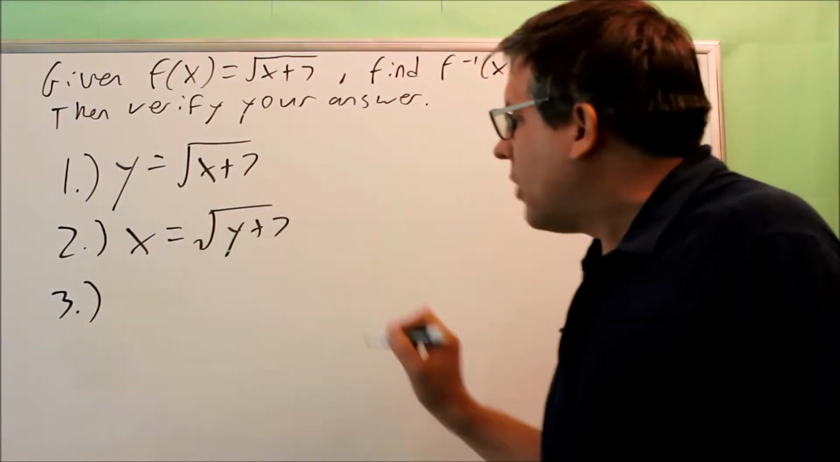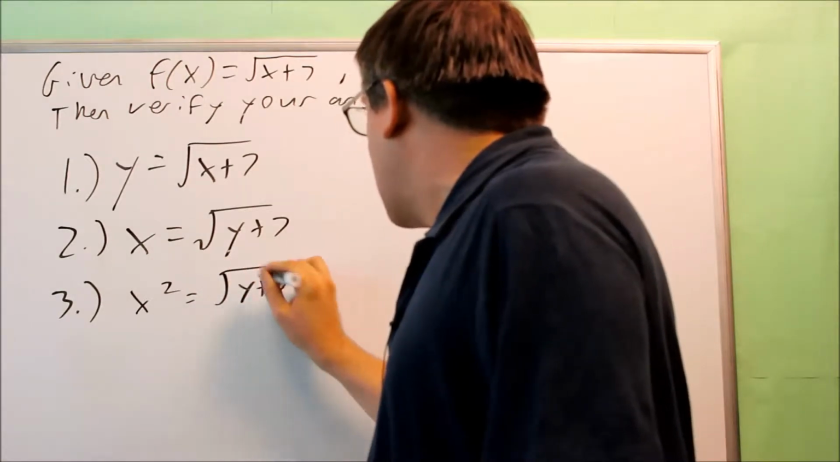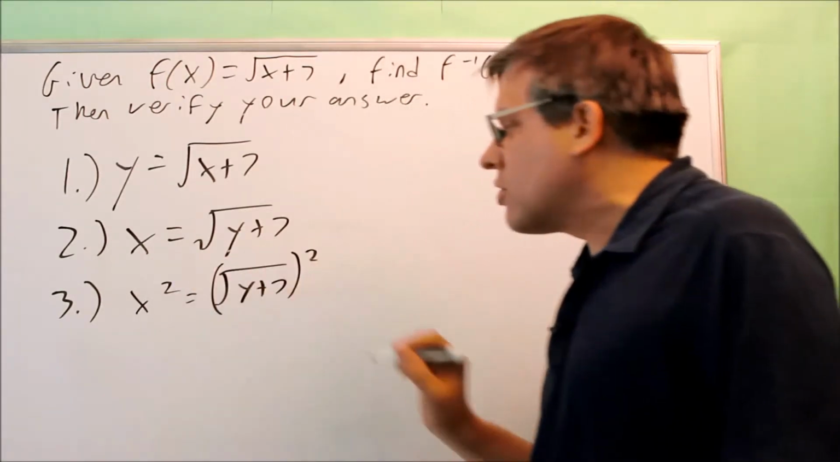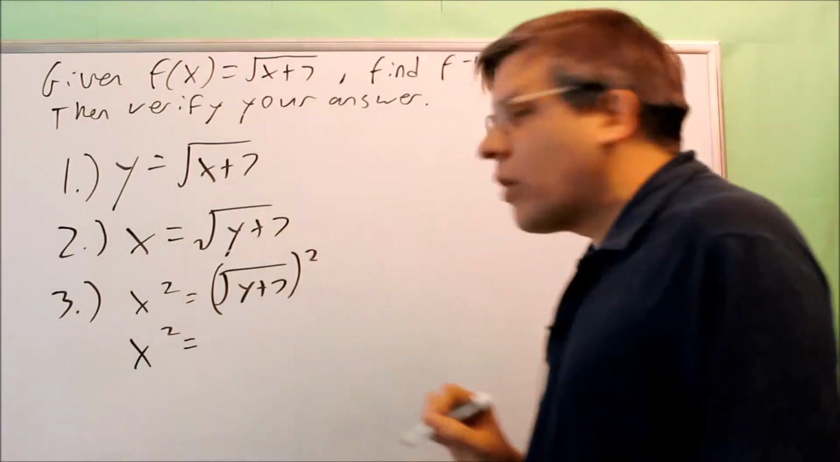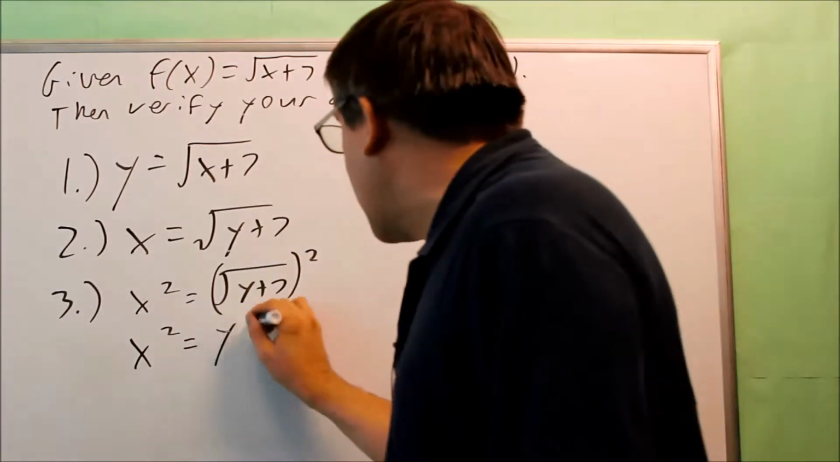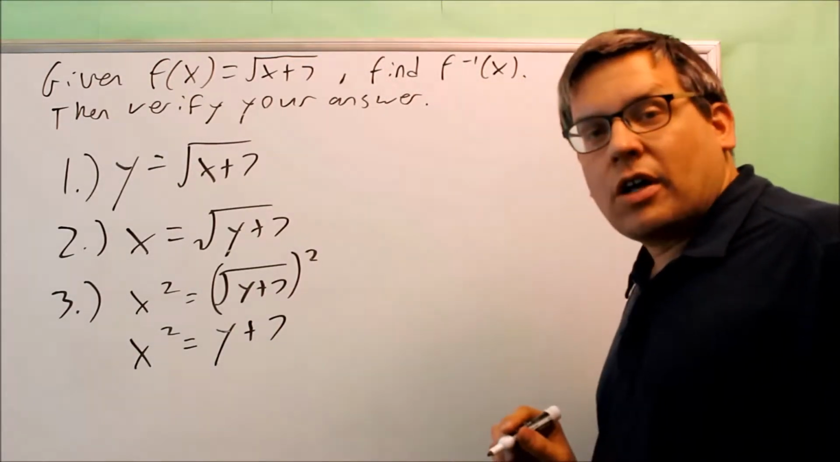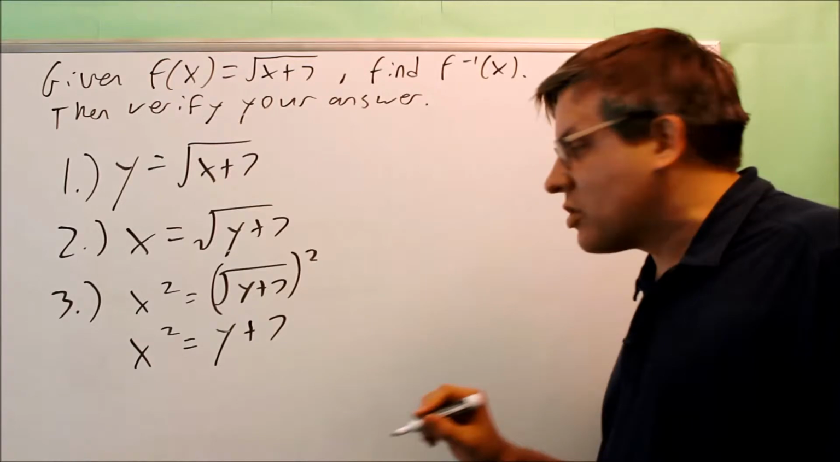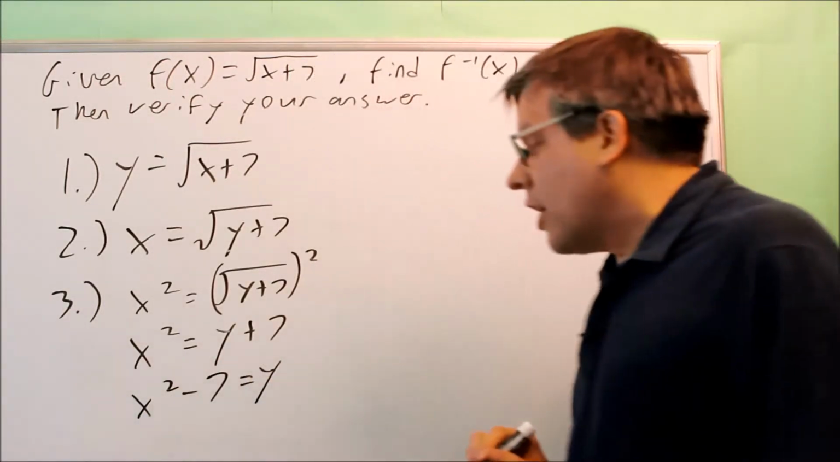So I need to get y by itself. What I'm going to do is square both sides of the equation. So I square each of those, and I get x squared here. The square and the radical cancel, and I get y plus 7. Not done yet, because I've got to get y by itself, so I'm going to subtract 7 from both sides. I get x squared minus 7 equals y.